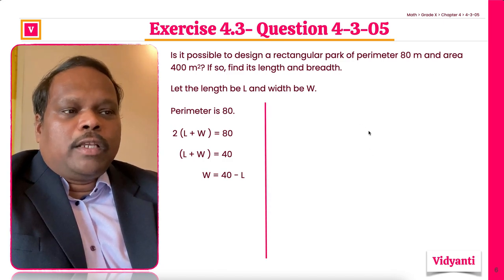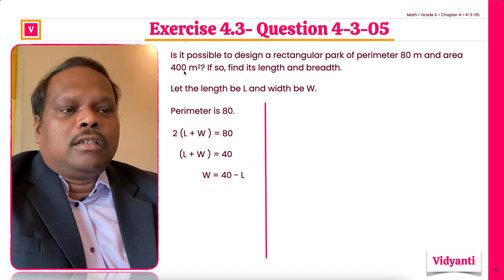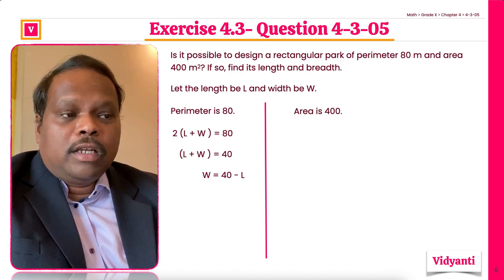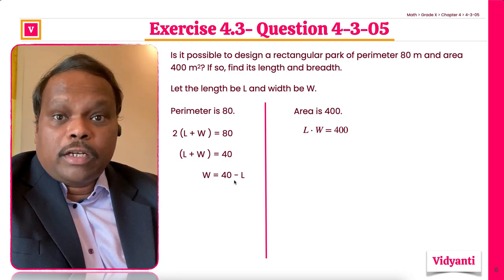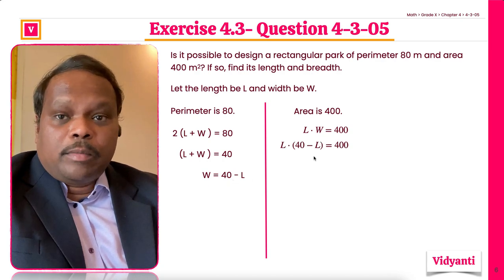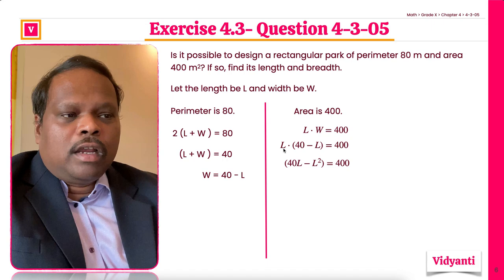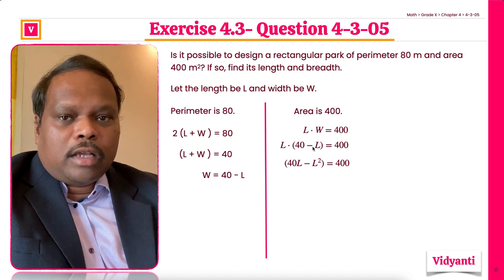So I will use this space for utilizing the second condition, which is given as area to be 400 meters square. Area is 400, length times width is 400. Now we know that this width has been expressed as 40 minus L. So let's replace that. Now multiply this L with each term in the bracket. So L times 40 will be 40L, and L times negative L will be negative L square.